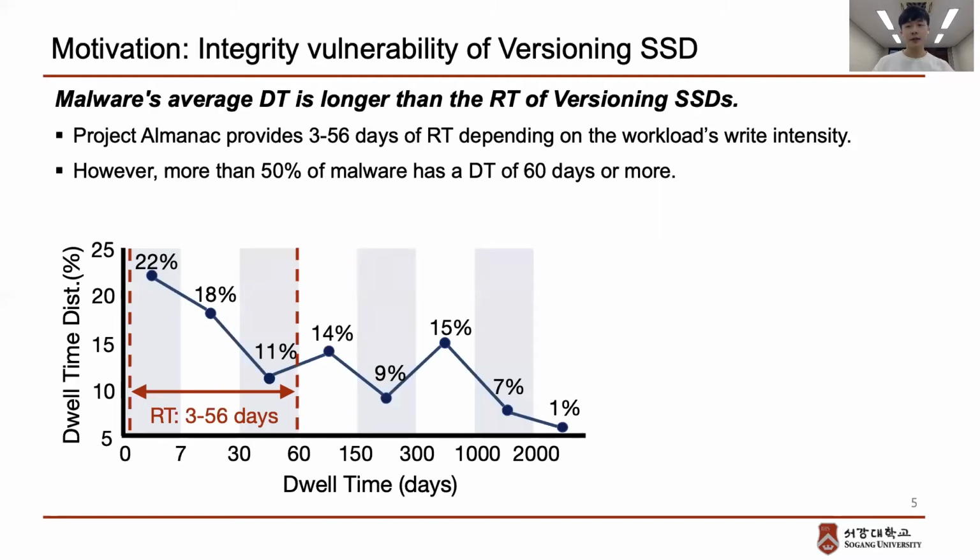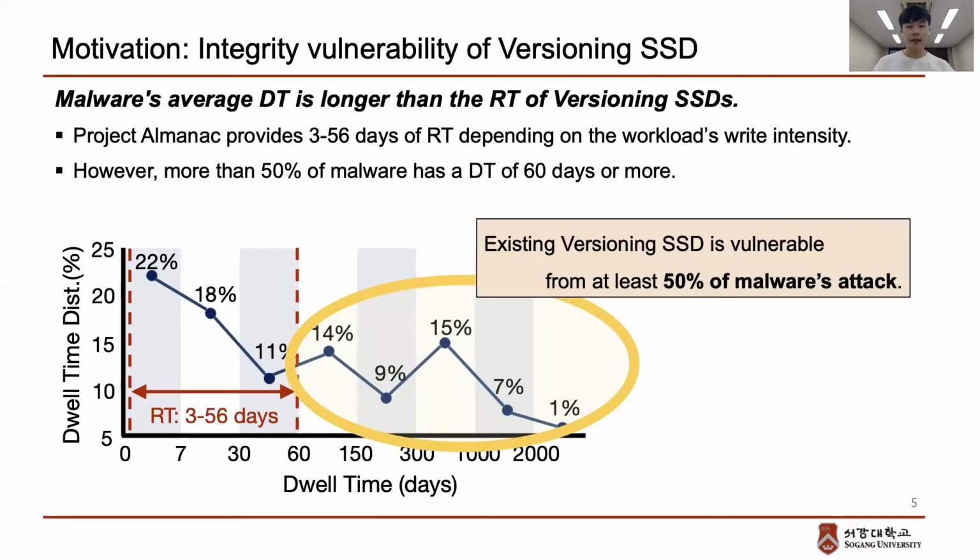Figure shows the statistical distribution of malware's dwell time. Project Almanac is state-of-the-art of versioning SSD, which provides longest retention time among them. Project Almanac provides 3 to 56 days of retention time, depending on the workload write intensity. However, more than 50% of malware has a dwell time of 60 days or more. Therefore, existing versioning SSD is vulnerable from at least 50% of malware's attack.